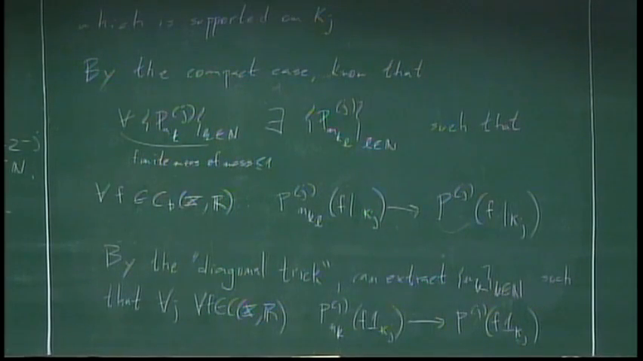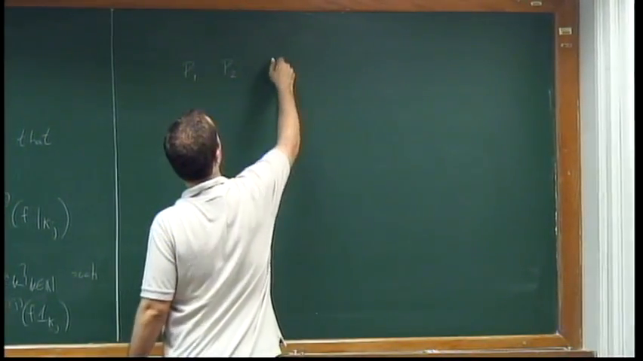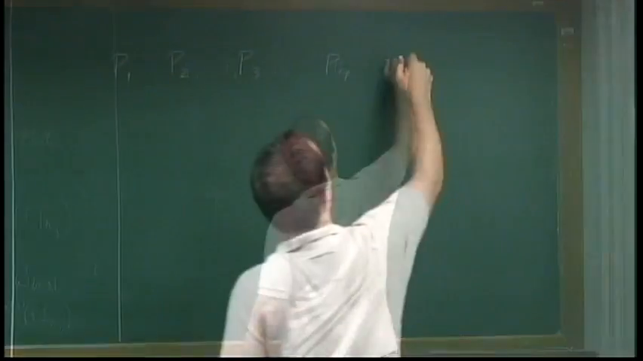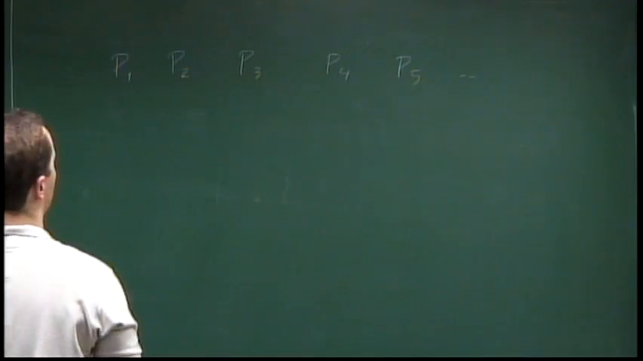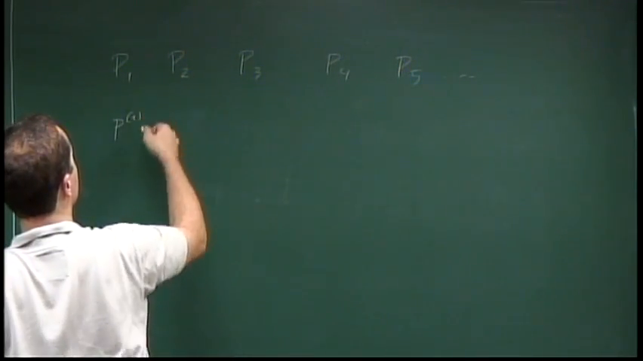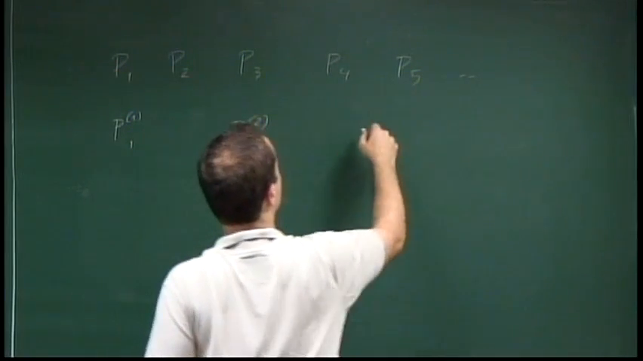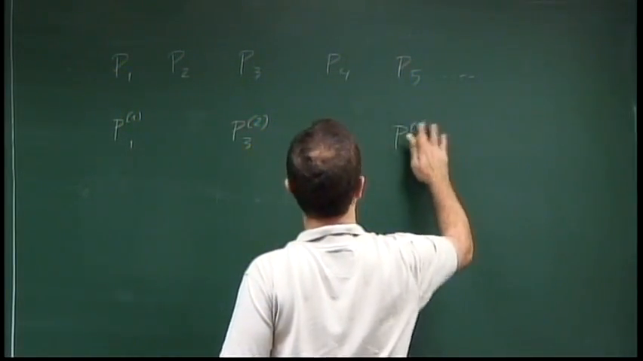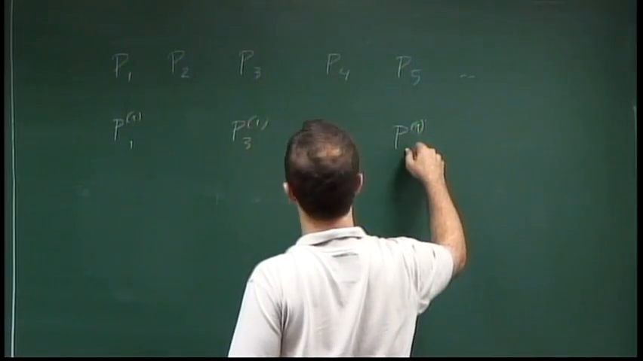And let's say what I mean by diagonal trick. This is related to things you've probably seen at some point in your lives, which is you have a bunch of sequences and you want to extract the convergent subsequence for all of them. Right? So how does that work? Well, it works like this. So you have P1, P2, P3, P4, P5, right? So this is the whole sequence. So now, first of all, I want the sequence of P1s to converge.